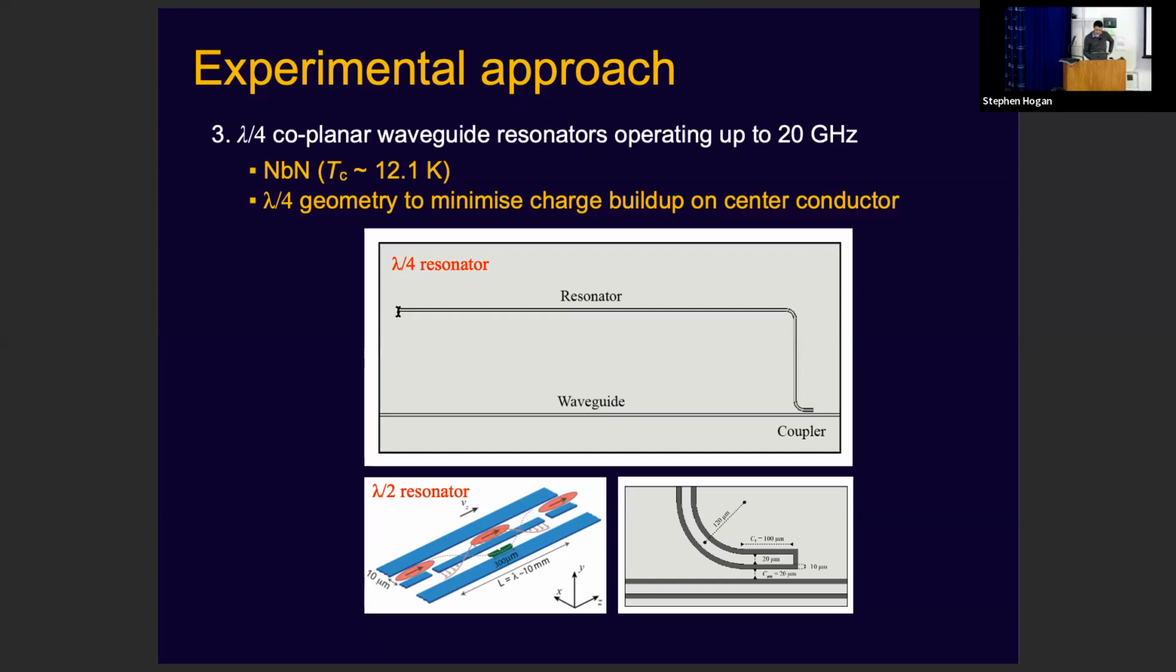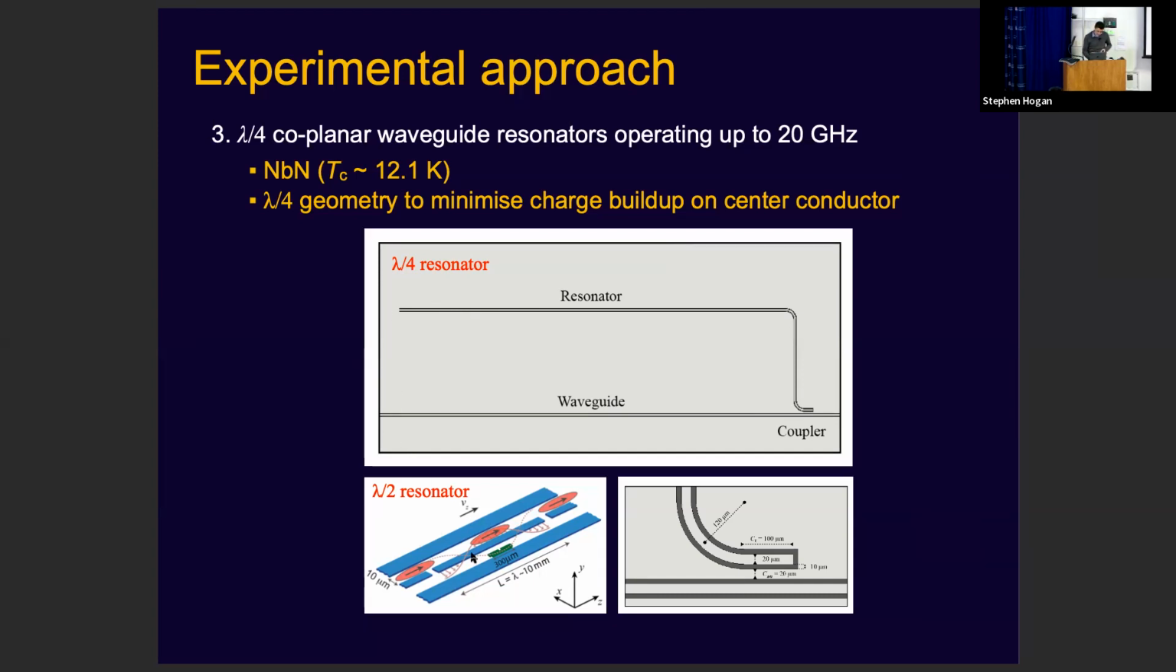And at this end here, the center conductor is connected to the ground plane. So it's a grounded end. Here the microwave mode will have a 0 amplitude. And at the other end here, this is open. So here the mode can have a maximum field strength. And this is where there's capacitive coupling to this microwave waveguide. And the advantage of this geometry is that if charges build up on the center conductor, they can dissipate by conduction to the ground plane around. So this helps minimize effects of charge buildup.